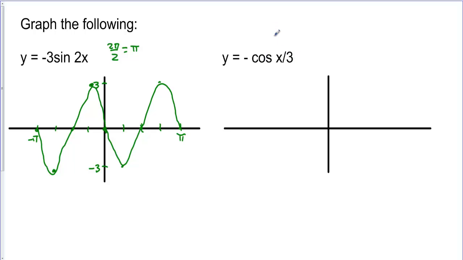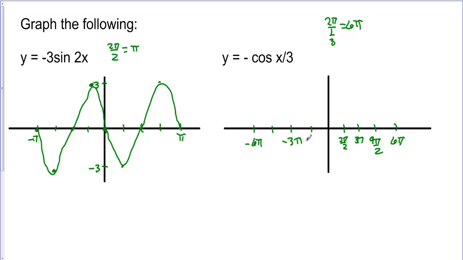Negative cosine of x over 3. Well, let's get the period first. We have 2 pi over 1/3, which is 6 pi. So we're going to make the fourth mark, 1, 2, 3, 4. That's 6 pi. So this would be 3 pi, and this would be 3 pi over 2. So 3 halves, that'd be 6 halves. This would be 9 pi over 2 if we wanted to label every mark. 1, 2, 3, 4. This is -6 pi. So this is -3 pi.